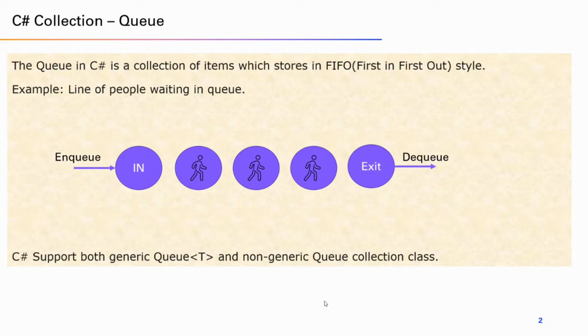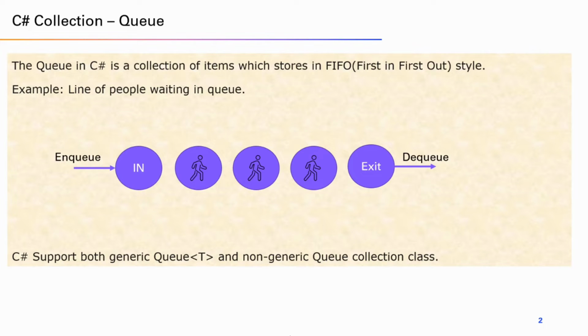A queue is a collection of items which stores in FIFO style, that is first in first out style. For example, when a group of people are standing in a queue, the person who comes first will move first. The same logic applies here. The item which you added first in a queue will be retrieved first.